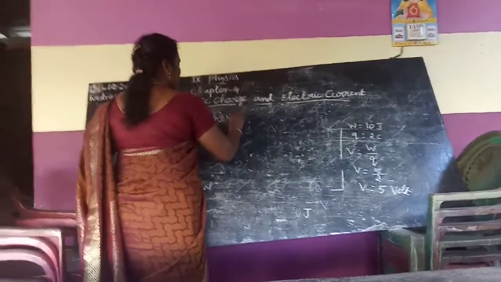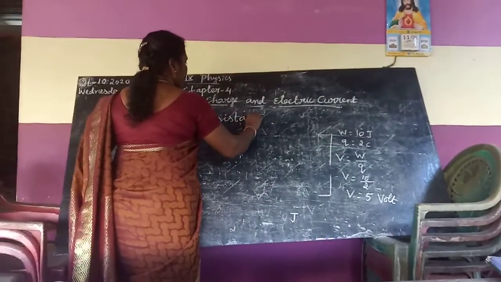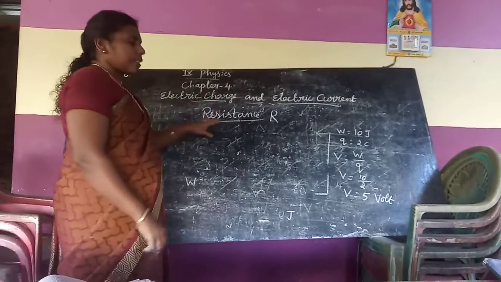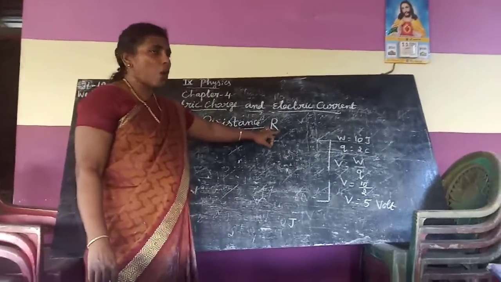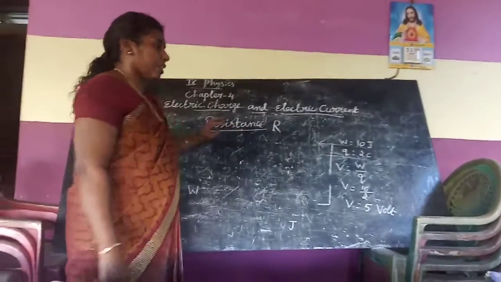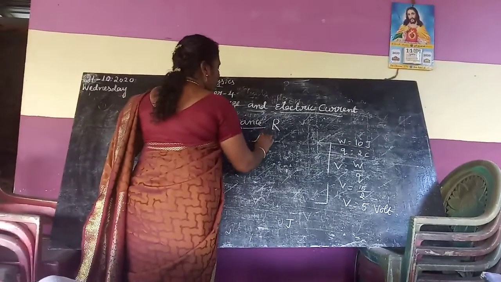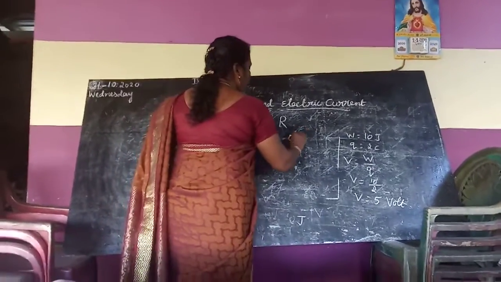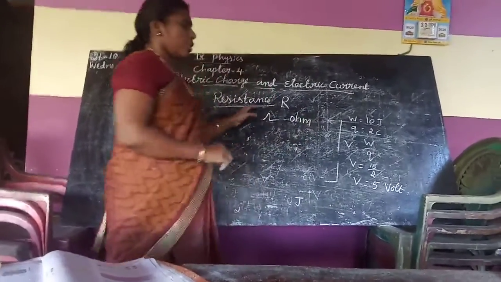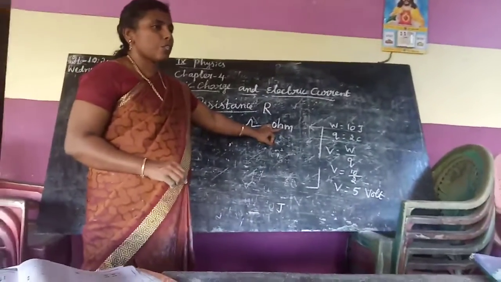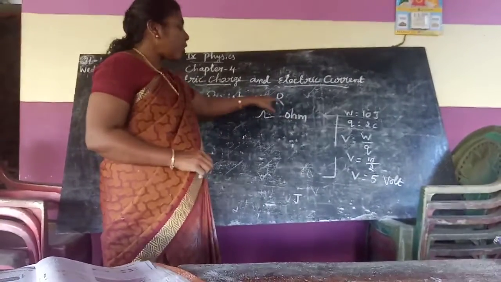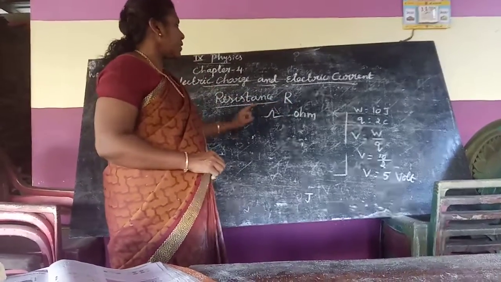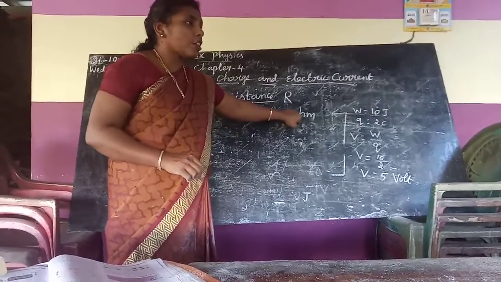Resistance. Resistance is denoted by the capital letter R. What is the unit of resistance? Ohm is the unit of resistance, spelled O-H-M. R is the letter that denotes resistance, and ohm is the unit of resistance.